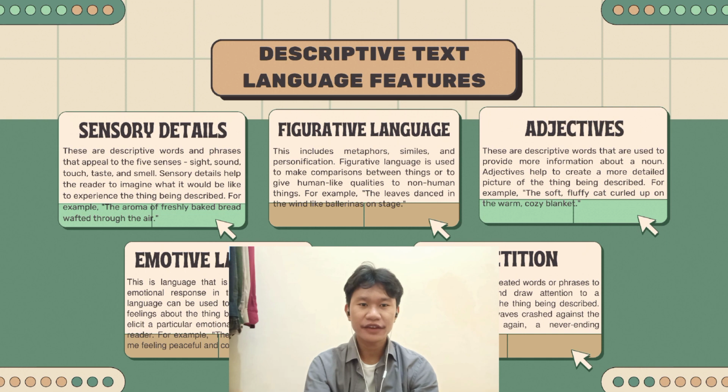So the next figurative language is emotive language. This is language that is used to create an emotional response in the reader. Emotive language can be used to convey the writer's feelings about the thing being described or to elicit a particular emotional response from the reader. For example, the stunning sunset left me feeling peaceful and content.